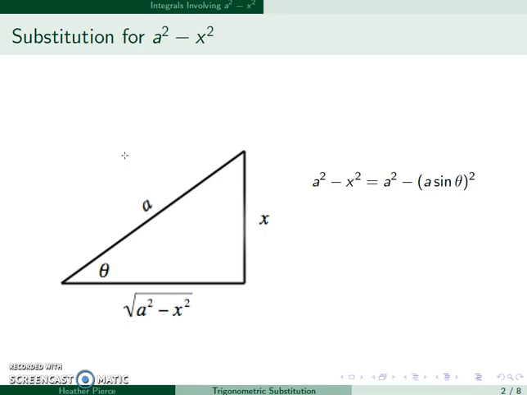And if I make this substitution, a squared minus x squared is then equal to a squared minus a sine theta squared, which is the same thing as a squared minus a squared sine squared theta. I can then factor out an a squared to get a squared times 1 minus sine squared theta, which then becomes a squared cosine squared theta. So when I make this substitution for x, I'm going to get an a squared cosine squared theta in my integral.